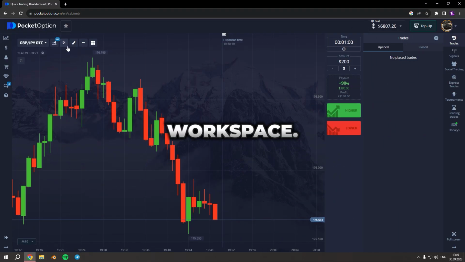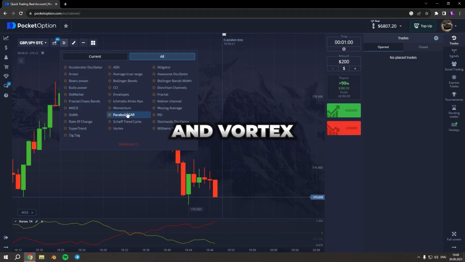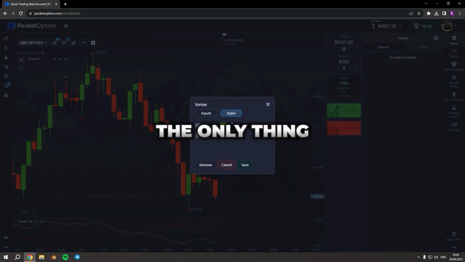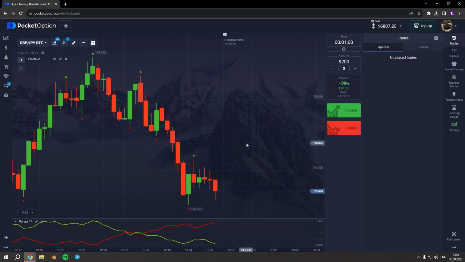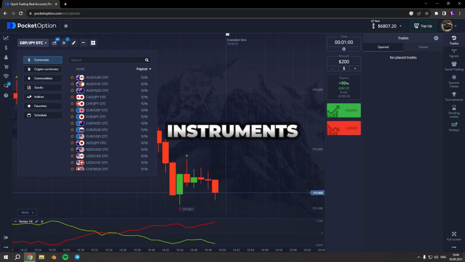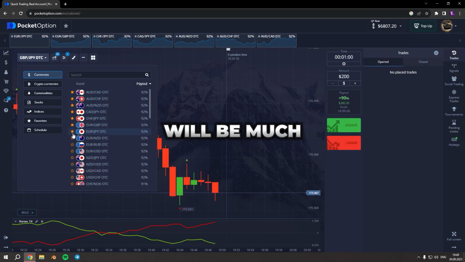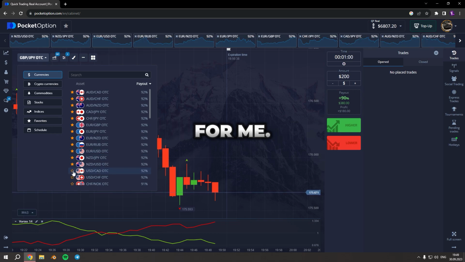Let's quickly set up our workspace. Select the Fractal and Vortex indicator. I will use default settings for these indicators. The only thing I want is to change the thickness of the Vortex lines. I always prepare instruments with high payouts before I start trading. Therefore, switching between them will be much more convenient and efficient for me.